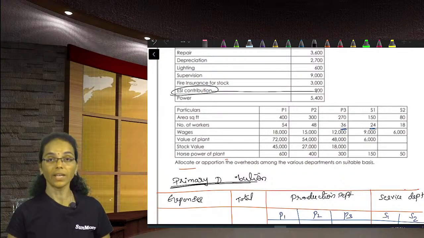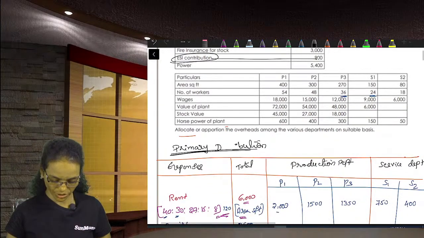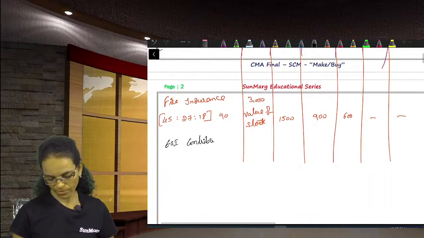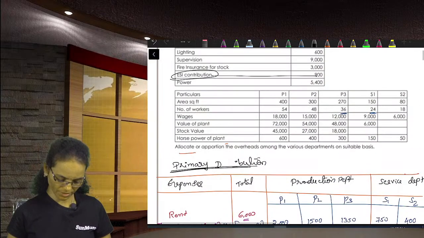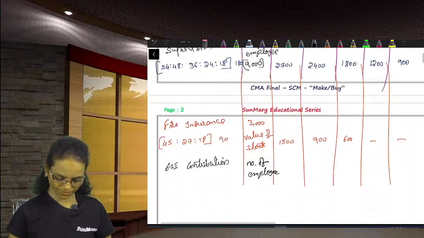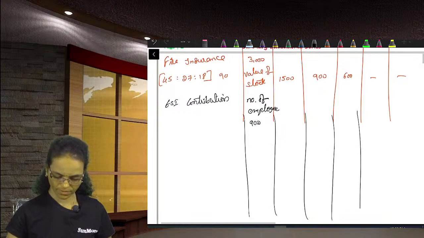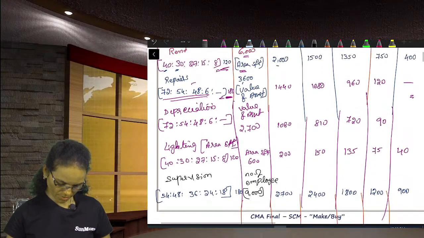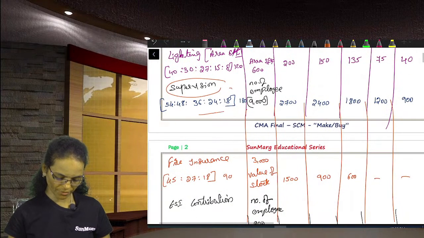ESI contribution 900 rupees. This is again on the basis of number of employees in each department. The amount of expenditure we incurred is 900 rupees. Number of employees here is the same as for supervision, so we will copy paste this one.